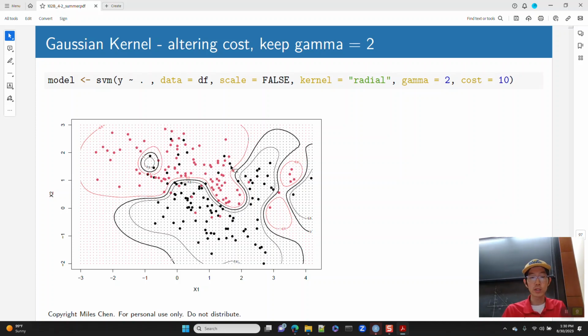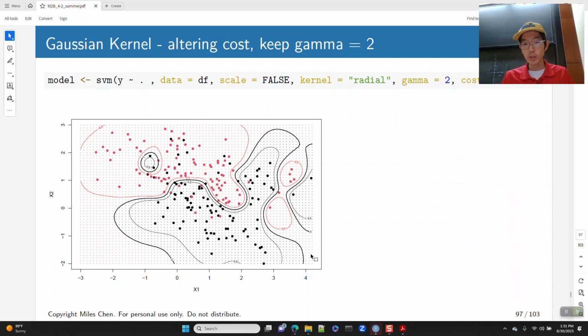And so you can kind of see these things. With cost equal to 10, we actually get our own little segment over here for these couple black dots that are over in this red region over here. Okay, so that's what we have. This is trying to illustrate how some of these different parameters interplay.